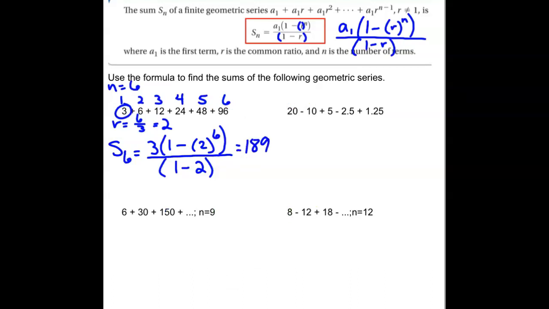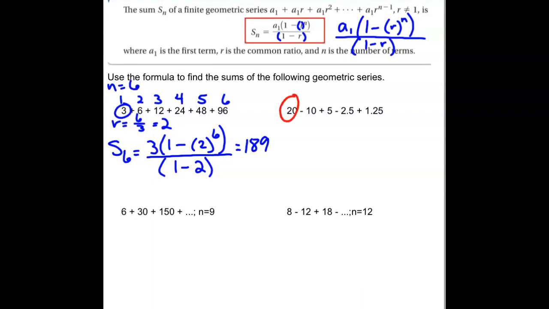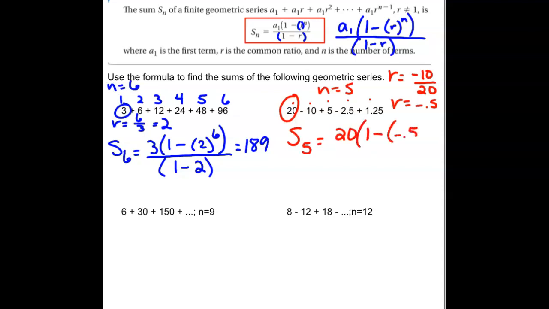Okay, second example. Again, we're given a first term. To find our r value, we take the second term divided by the first term. So in this case, our r value is negative 1/2 or negative 0.5. And if we count up our terms, 1, 2, 3, 4, 5, n would be 5. So we want to sum all 5 of those numbers. We take our first term, parentheses, 1 minus our r value in parentheses to the 5th power, our n value, and then we divide by 1 minus our r value.